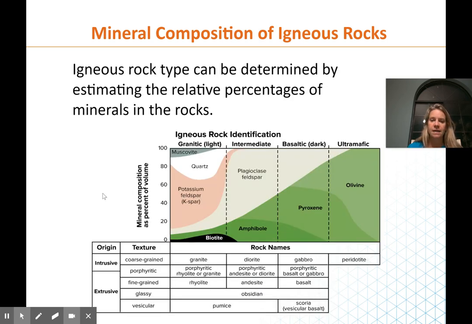Glassy would be like obsidian. You guys have all seen an arrowhead, so that would be glassy. And then vesicular means that it has holes in it, like pumice. Pumice has little holes in it, and I'll show you these rocks in class. This just shows the different types of minerals present in these types of rocks. We've got our granitic, our intermediate, and our basalt. Intermediate would be like the andesite, and granitic would be like the rhyolite kind of rock. Basalt is dark, and then ultramafic is mostly reserved for the mantle. So this would be mantle material, which would be ultramafic.